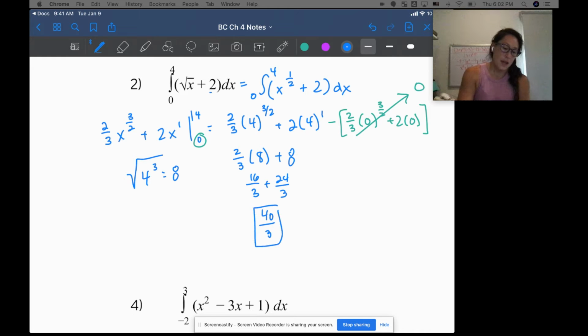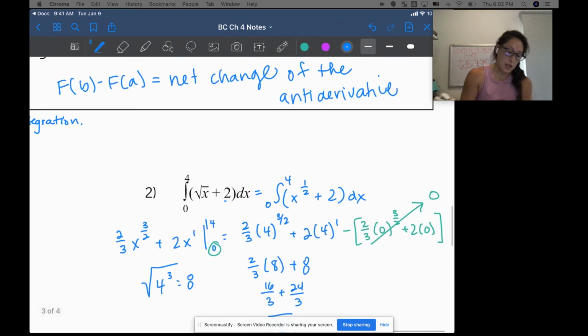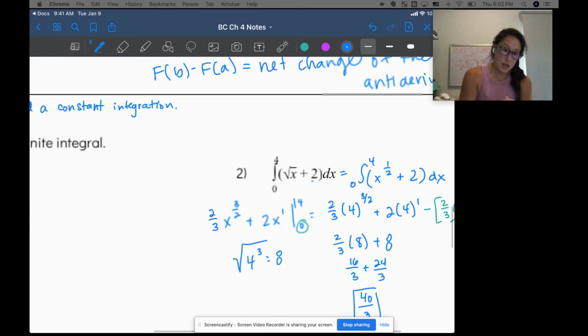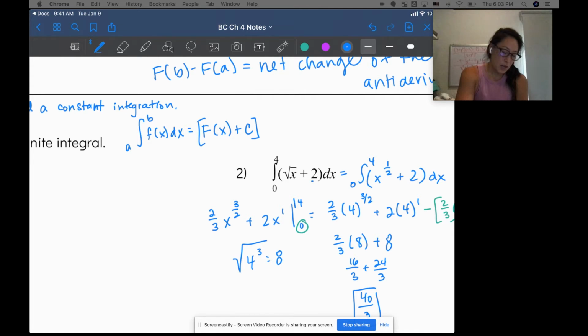I want to go back and talk about the constant of integration. If I have the integral from a to b of f of x dx, and I evaluate my antiderivative, I get F of x plus my constant of integration, and I need to evaluate this whole function from a to b.